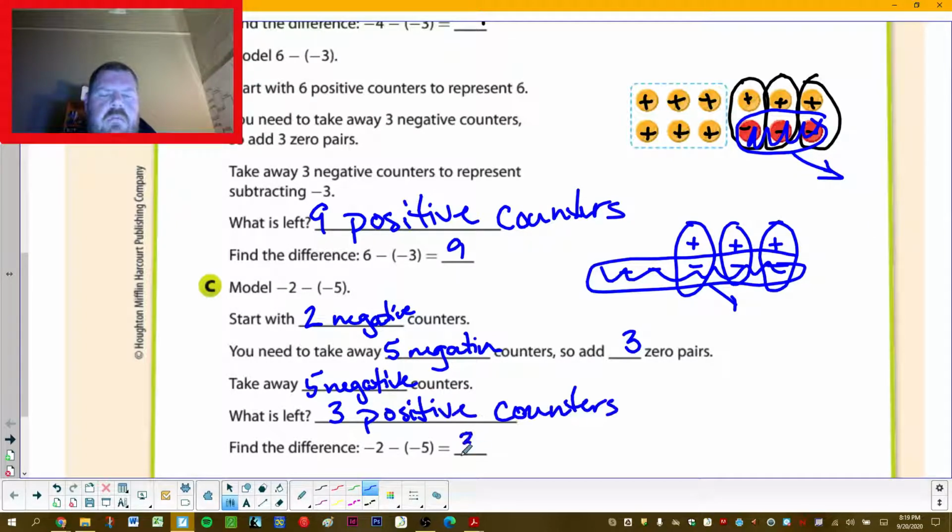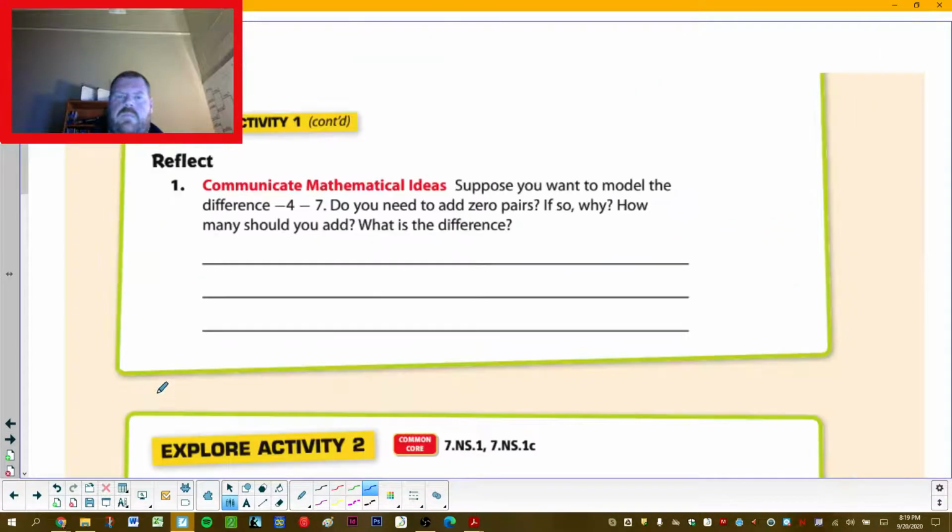And so my sum, or my difference, sorry, vocabulary-wise, difference, this word right here, means the answer to a subtraction problem, if we don't remember that. So the difference of -2 and -5 is +3. Cool.